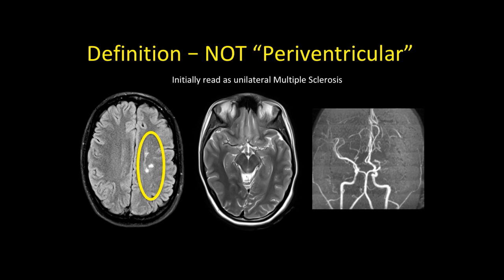You can see the lesions on the left. This was initially read at another institution as unilateral multiple sclerosis, but if you take a closer look, these lesions are not specific for demyelinating disease. They're not periventricular or juxtacortical, infratentorial, or cortical. And if you take another look at the FLAIRs, don't forget to look at your FLAIRs, we have a steno-occlusive disease on the left, and this was actually a moyamoya pattern in this patient with small strokes in the deep white matter.